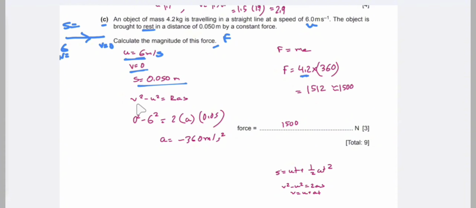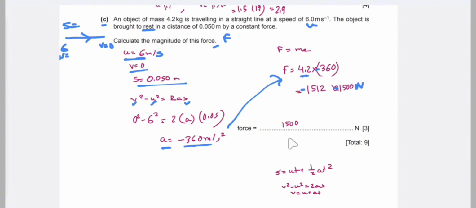So by using the equation v square minus u square is equal to 2as, with final velocity 0, initial velocity 6, and distance 0.05, what is the value of a? Acceleration is negative 360 meter per second square. After substituting the value in the equation for force, we get the value of force as 1512 Newton, that is approximately 1500 Newton to two significant figures, and it is negative.